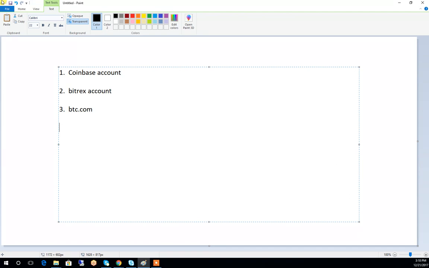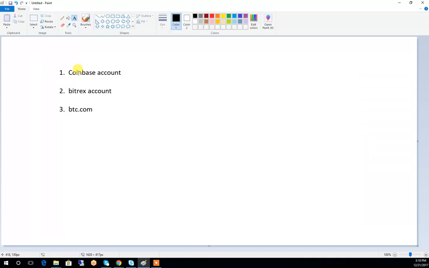So how do you get set up with a Coinbase account? How do you get set up with a Bittrex account? How do you get set up with this BTC account? Whatever these exchanges are, whatever it is that you decide to do, and why do you do this? So first things first, let's go ahead and talk about Coinbase. Why are you going to set up a Coinbase account?